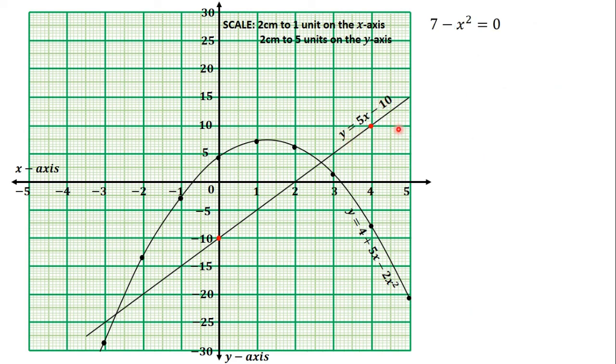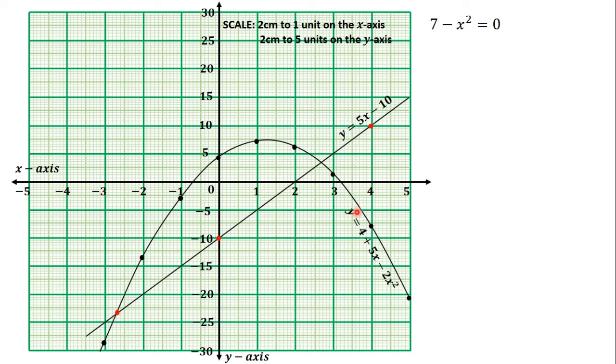to 5x minus 10. So now on this graph sheet, we have the graph of the quadratic function y is equal to 4 plus 5x minus 2x squared, and the graph of the linear function y is equal to 5x minus 10. How do we use this graph to find the solution of the quadratic equation 7 minus x squared is equal to 0? We have learned from the previous videos that the solution of this quadratic equation will be the x coordinates of the points of intersection of the quadratic curve and the straight line. So we first have to locate the points of intersection of the quadratic curve and the straight line.